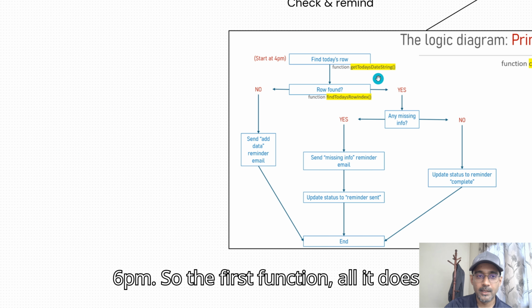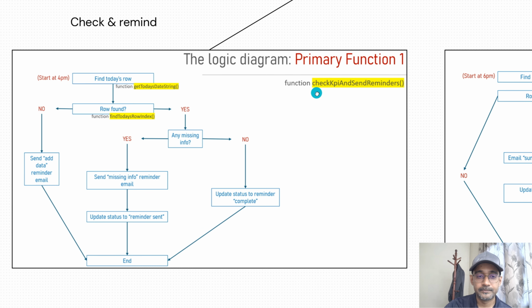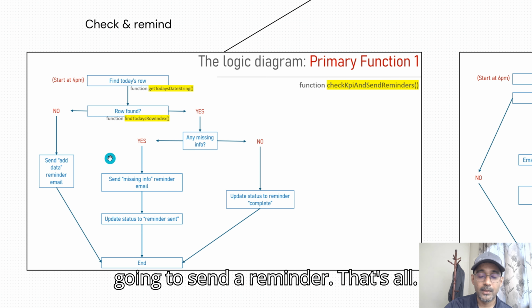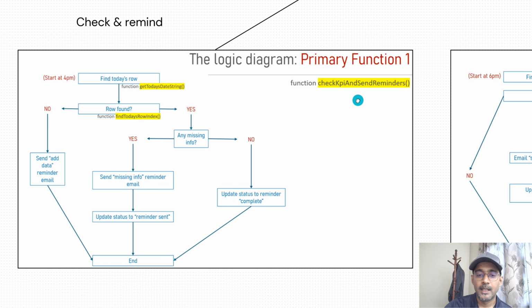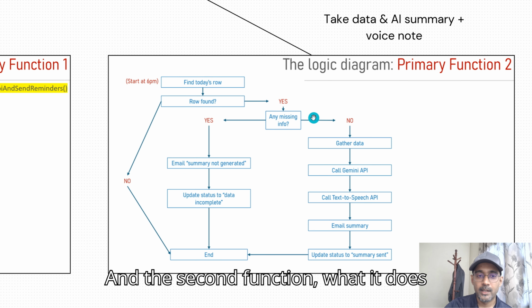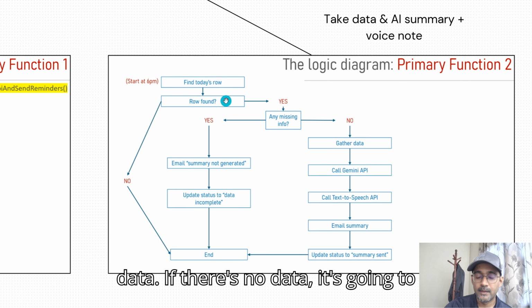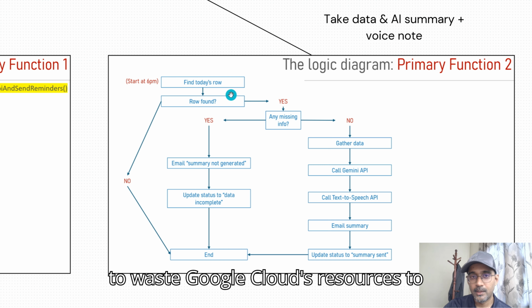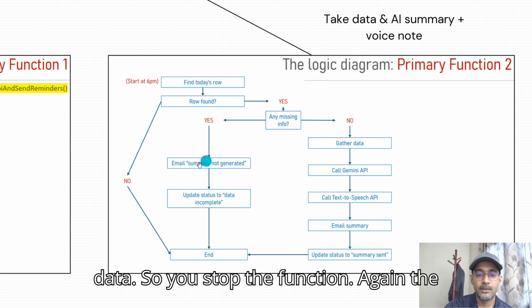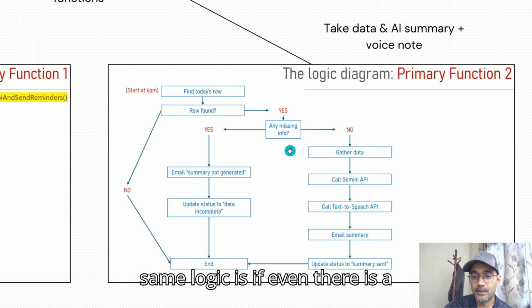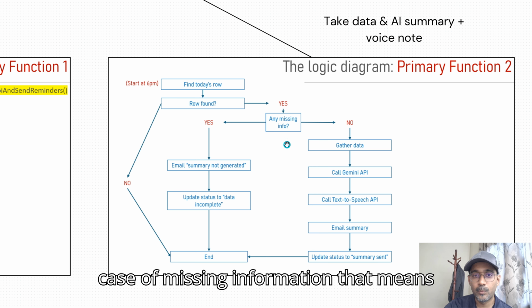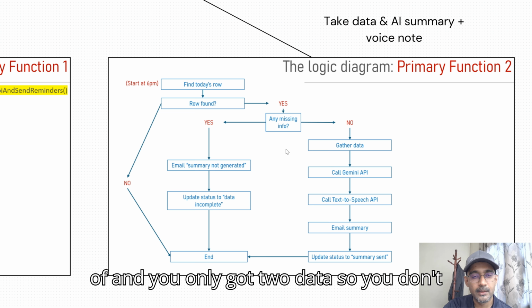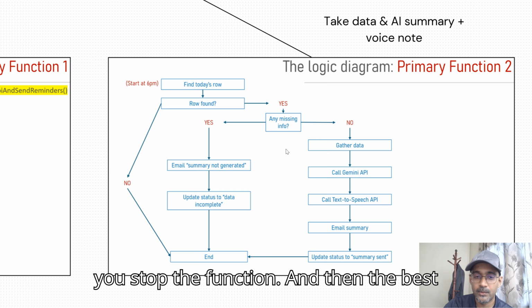The first function, all it does is it checks for the data. If the data is not there, it's going to send a reminder. That's all. And the second function is again going to check for the data. If there's no data, it's going to stop the function because we don't want to waste Google Cloud's resources to initiate the function when there's no data. So it stops the function. Again, the same logic applies if there is missing information. That means you've got five KPIs you want to keep track of, and you only got two data, so you don't want to waste Google's resources again. So you stop the function.